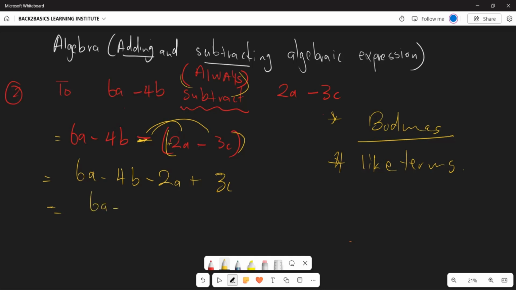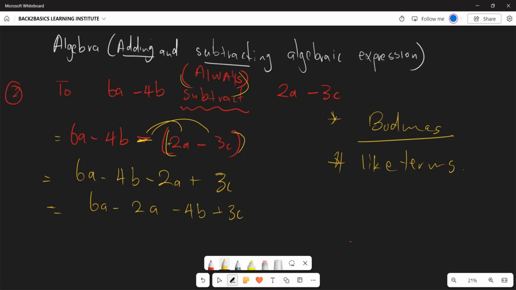Now subtract what? Subtract 2a, because those are like terms. Subtract 4b, and then plus your 3c. Now, do you have anything that you have as like terms? No, right? So if there's nothing there, now you are going to group in your like terms. So what is going to be there for your like terms? Let's see, what is it that you're going to have?